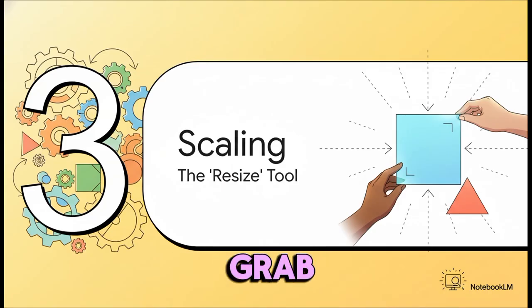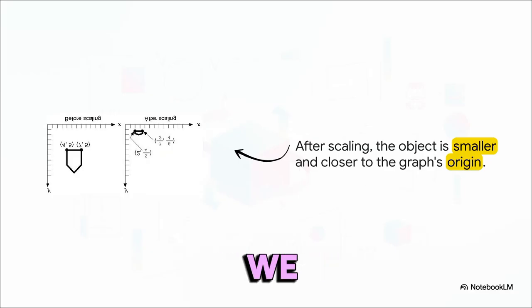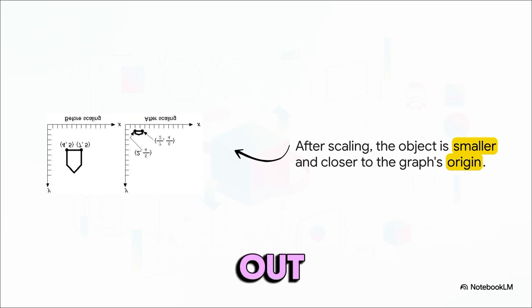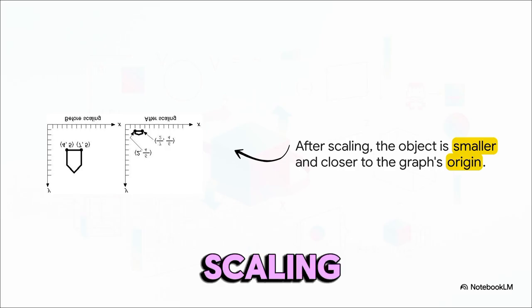You know when you grab that little corner handle and drag to resize something? That's what we call scaling. So look what happens when we scale that same shape down. Two things are going on. First, obviously, it gets smaller. But check out its position. The whole thing also moved closer to the origin, that (0, 0) point on the graph. And that's a really key thing to remember about how scaling works.